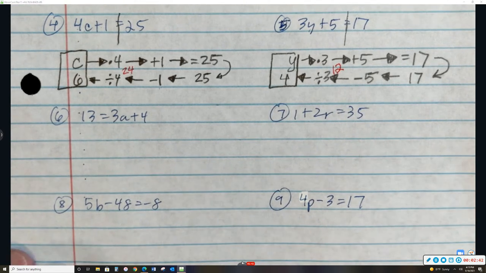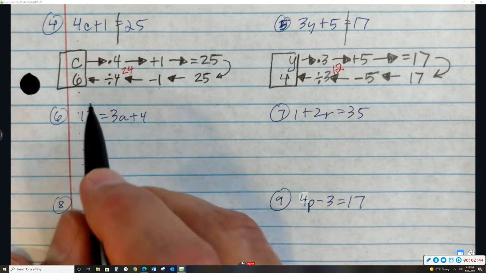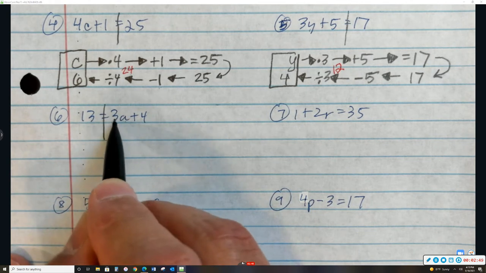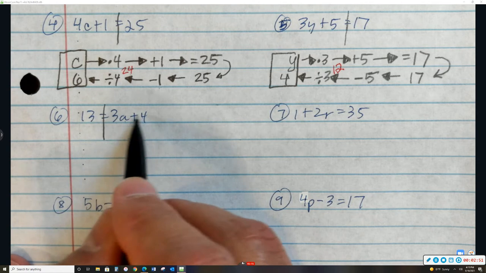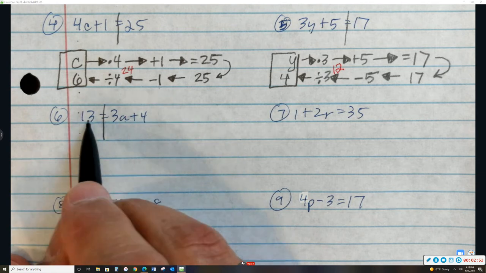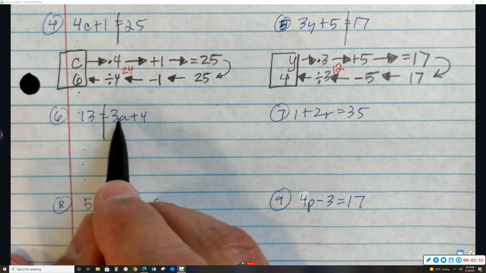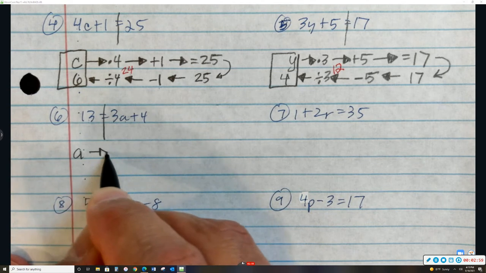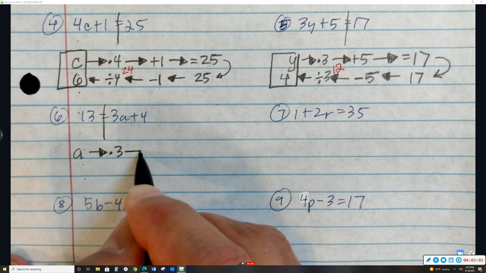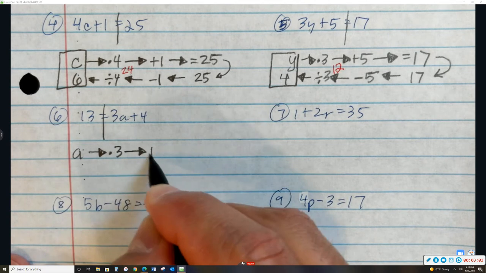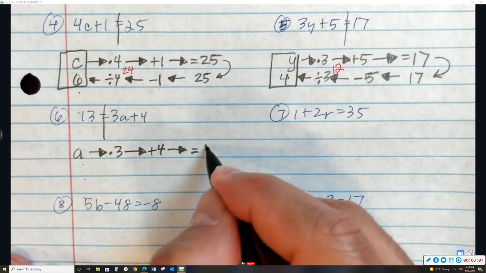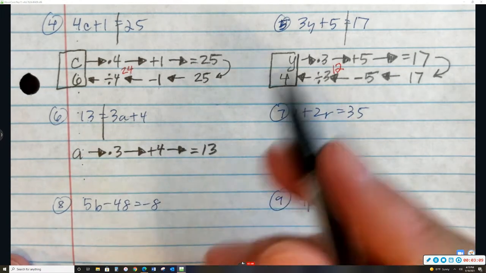Let's continue with these next 4. Again, I'm going to draw a line just to identify where the variable is. It's over here, and it's times 3 plus 4. So I have to do all of these operations before I jump over to this side. So a times 3 plus 4. So it goes a times 3 plus 4, and all of that equals 13, right?